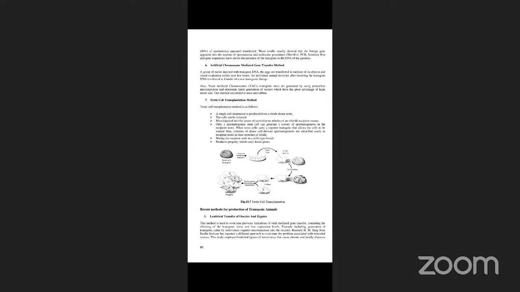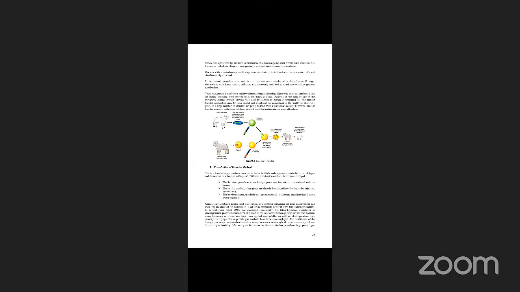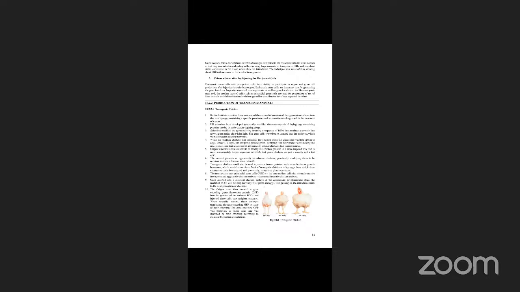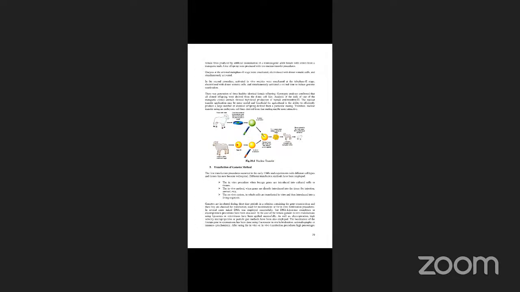Okay, let us stop here. Till nuclear transfer, I have explained. We will continue with the other topics tomorrow. We have transfection of gametes, the artificial chromosome method, the testis cell transplantation method, and other recent methods like lentiviral transfer of oocytes and zygotes and the chimera generation method. We will also discuss one or two transgenic animals, because there are many examples, but I will discuss only two, as time permits.